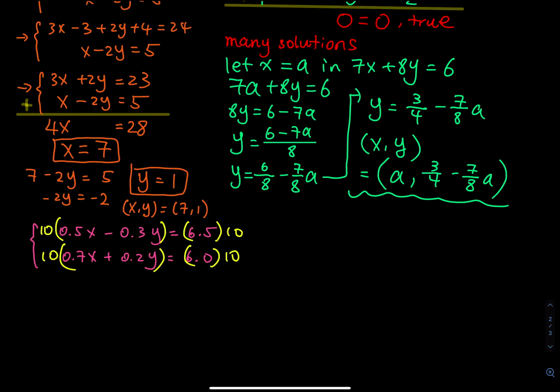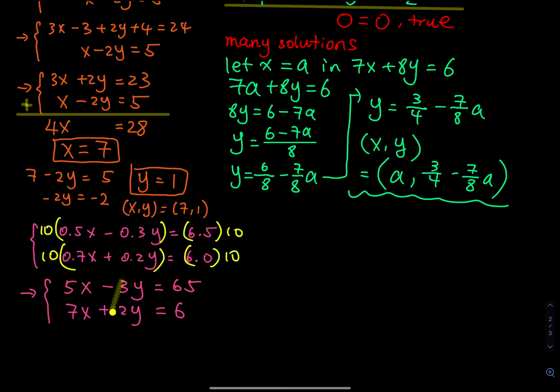Okay, back to our main system. So we have 5, so it's an integer, minus 3, integer, and then equals 65. They are all integers. And then 7x plus 2y equals 6. So no more decimals. Can we add and subtract now? Now is not a good time, because even though you add and subtract, we cannot get rid of any variable.